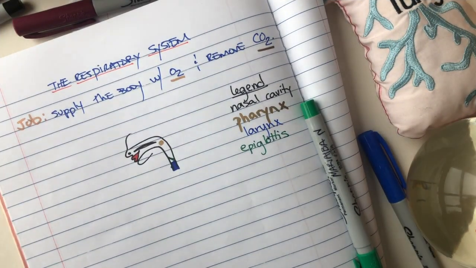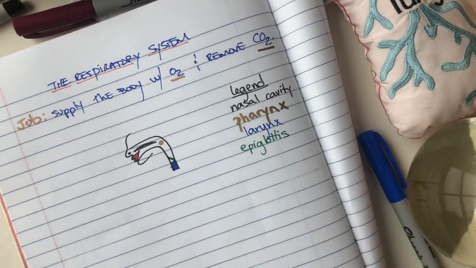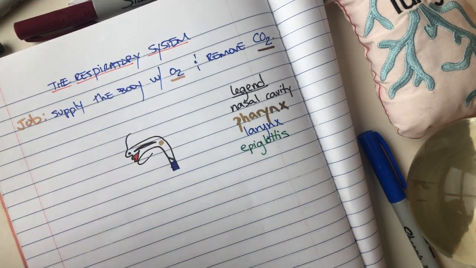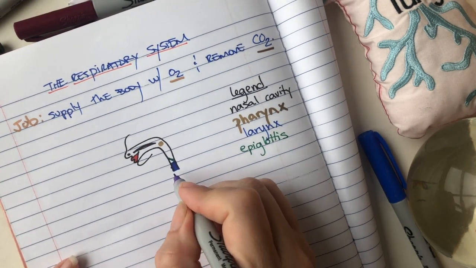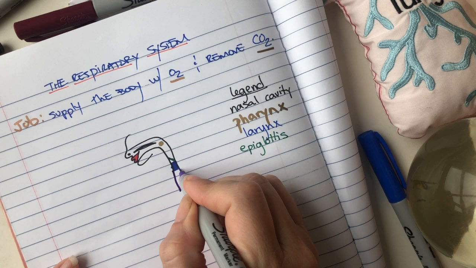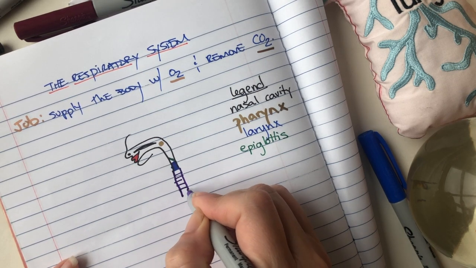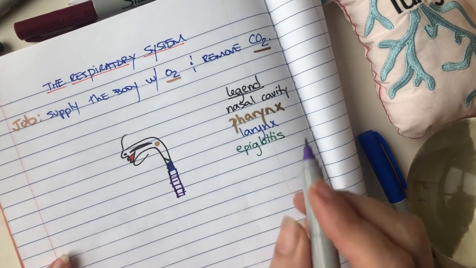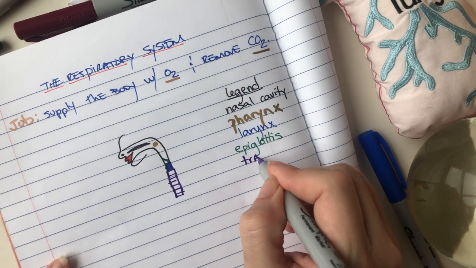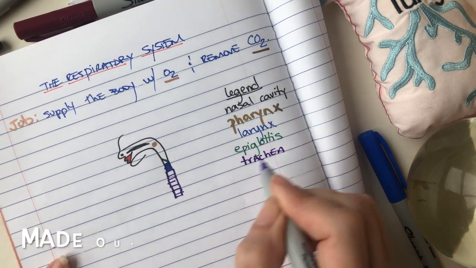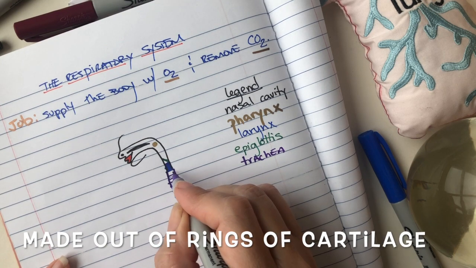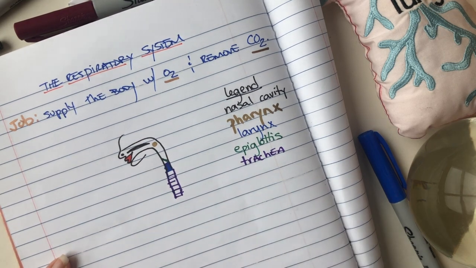Now moving on. So we already have those. I'm going to choose another color, let's say purple. After the larynx, I'm going to move this tube down, and I'm going to divide it like this in rings. This is our main tube called the trachea. It's made of rings of cartilage, and it goes all the way down.